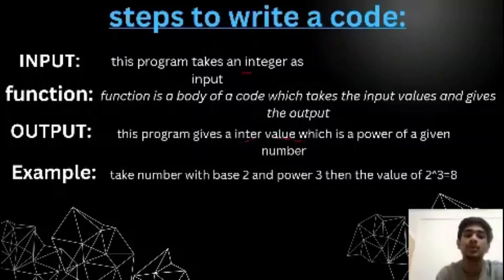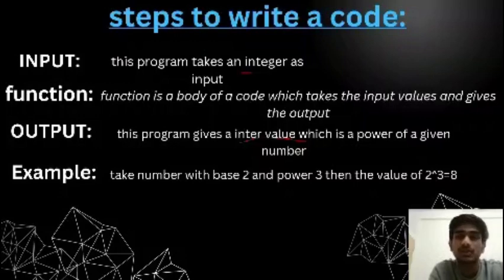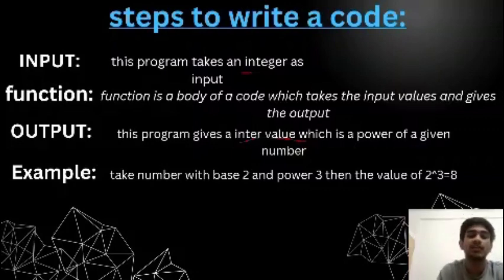As we are calculating the powers of a number, there are two main things to know: the base and the exponent. The base is the number whose power you want to find, and the exponent is the power, how many times the base value is going to be multiplied. For example, if the base is 2 and the power is 3, then 2 cube equals 8, which is easily said by us.